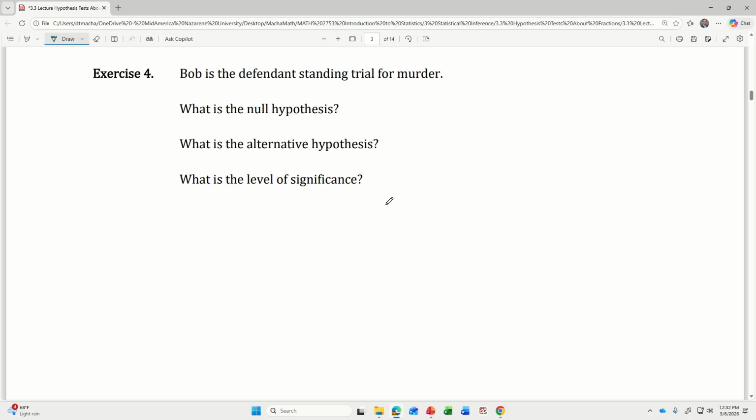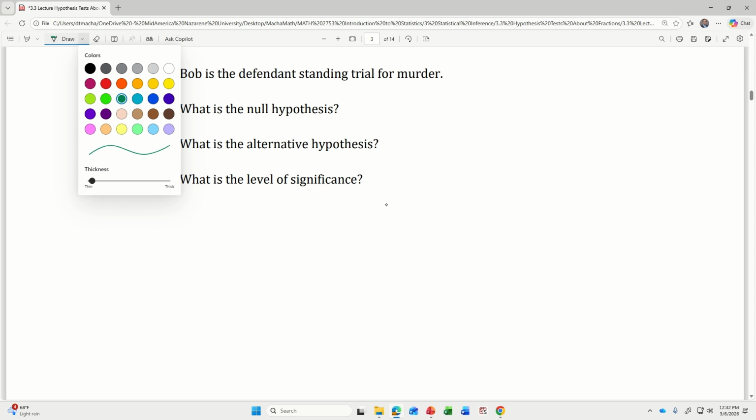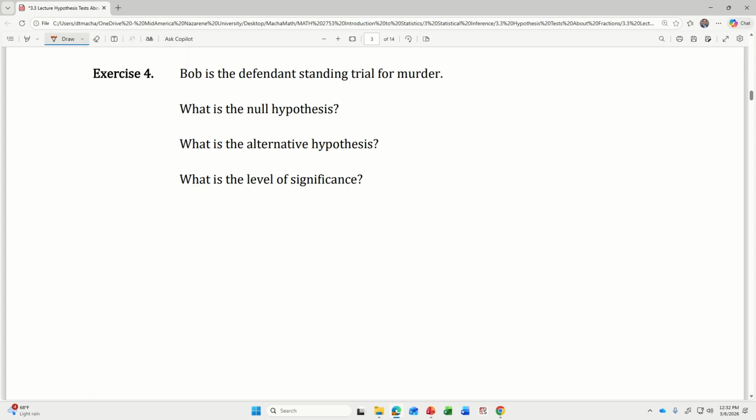So exercise 4 says Bob is the defendant and he's standing trial for murder. So the prosecution thinks that Bob murdered somebody. It's your job as the jury to figure out what is the null hypothesis in this case. That Bob is guilty? Oh, wait. If we're doing innocent till proven guilty, then the understanding is he's innocent. Yeah. The null hypothesis is that Bob is not guilty. The alternative hypothesis is Bob is guilty.